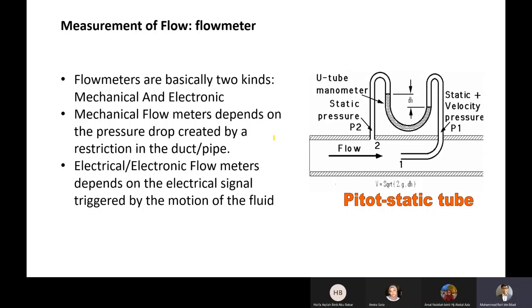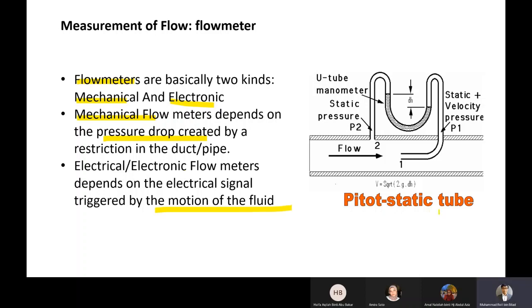Then for flow meters, there are many different types. Don't really worry about this calculation. I treat this topic as additional. So it's the same thing as the one before. With flow meters, you can have a mechanical or an electronic flow meter. When it's mechanical, it really depends on the pressure drop. And electronic depends on any signal that is triggered by the motion of the fluid.